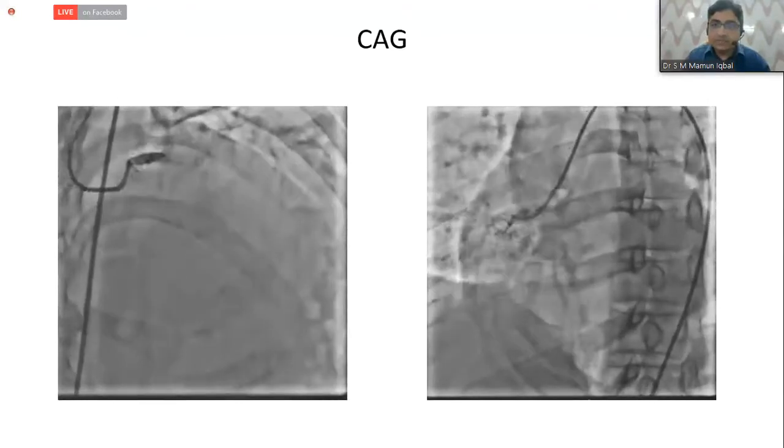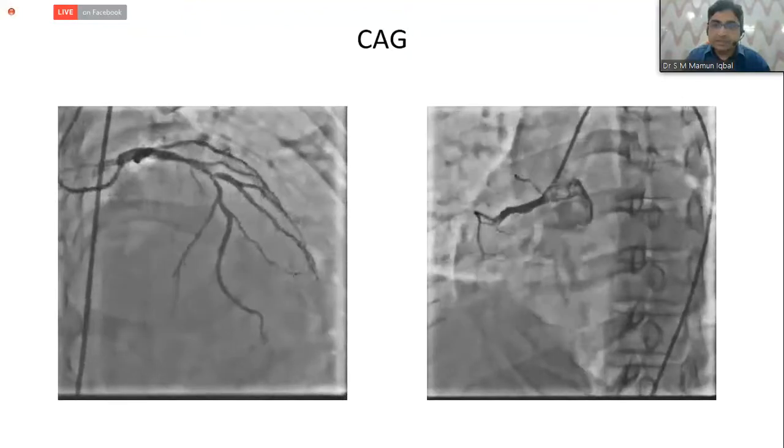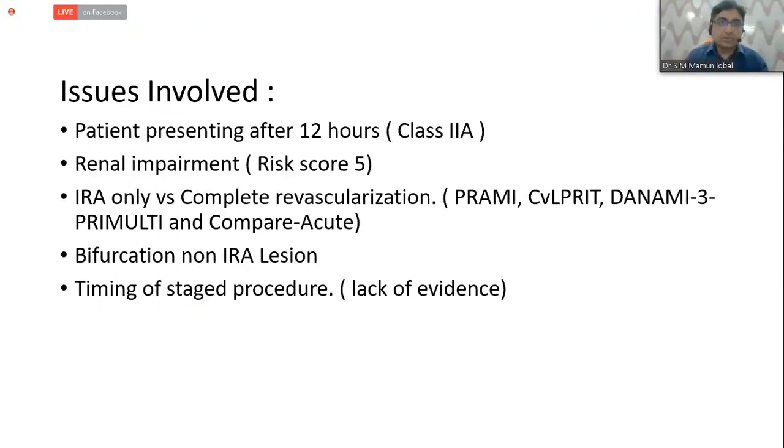So we have a multivessel disease in a young gentleman. The issues involved here are that the patient is presenting after 12 hours, which itself is a class 2A indication for going for a primary PCI. He also had a renal impairment.